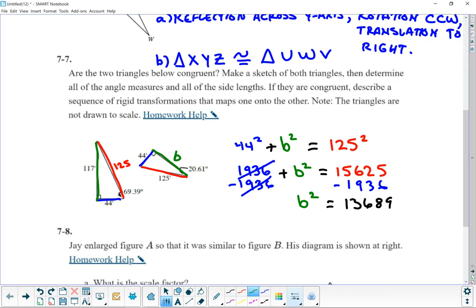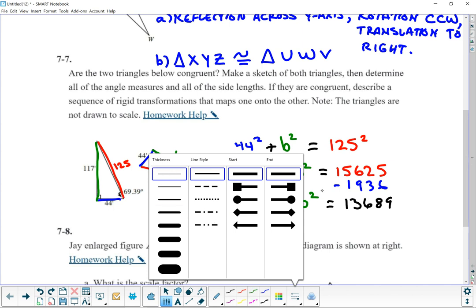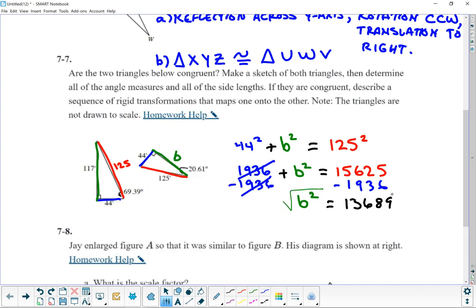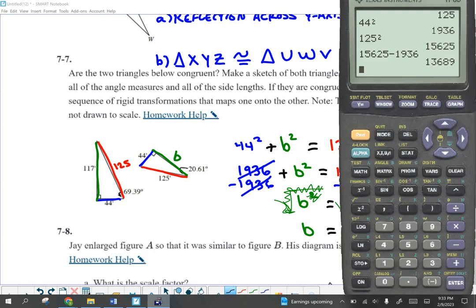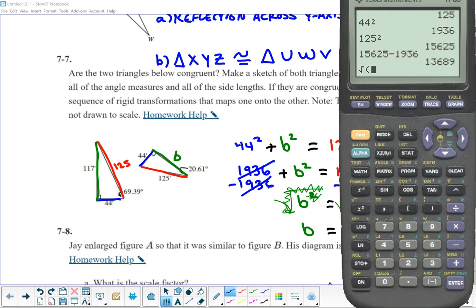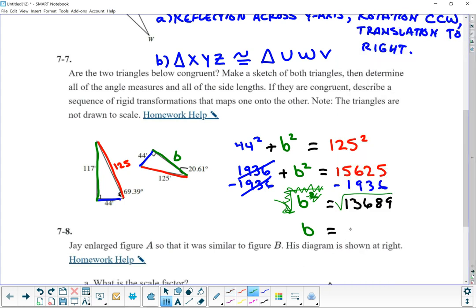13,689. And again, to find out b, I got to do a square root. So I got to square root this side, and then if I do it to the left side, I got to do it to the right side. Remember, the square root is going to cancel the square. That's why we are doing square root. And that's only going to leave me with b equal to the square root of 13,689, and that comes out to be 117. So I get that it now matches.